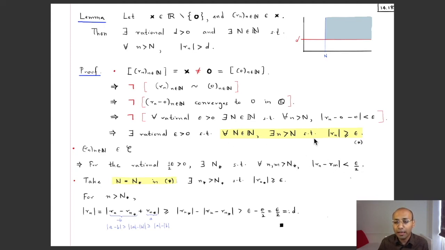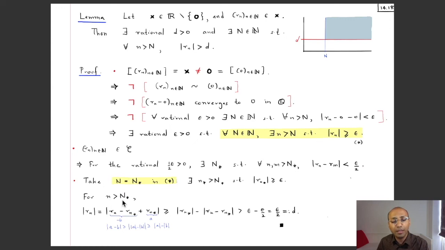Now, in this highlighted statement, for every capital N we take, there exists a corresponding little n such that blah blah blah happens. So, if we take this capital N equal to capital N star, then there exists a corresponding index, let's call it little n star, which is bigger than this capital N star, such that the mod of Rn star is bigger than or equal to epsilon. So now we claim that this n star is this index that we are seeking.